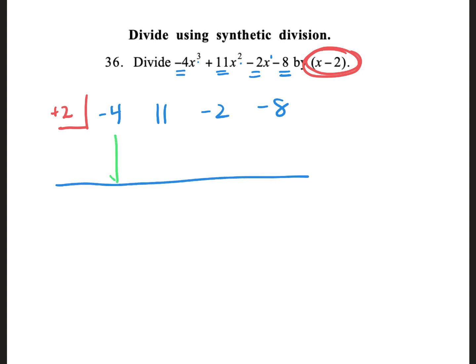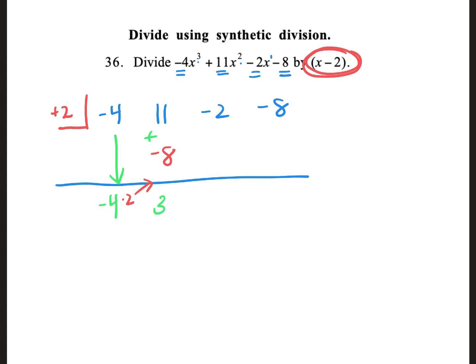We are going to start by bringing our first number down. Then we're going to multiply it by the number in the house, so times 2, and write whatever that gives us underneath 11. So negative 4 times 2 gives me negative 8. 11 minus 8 would give me 3. Again, we're just like adding those together.